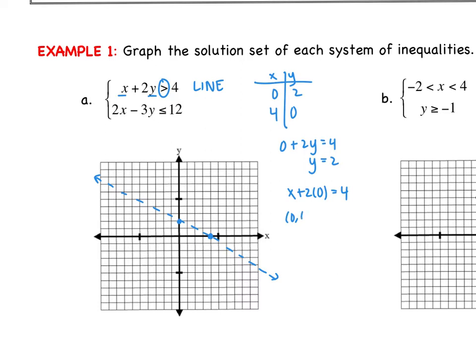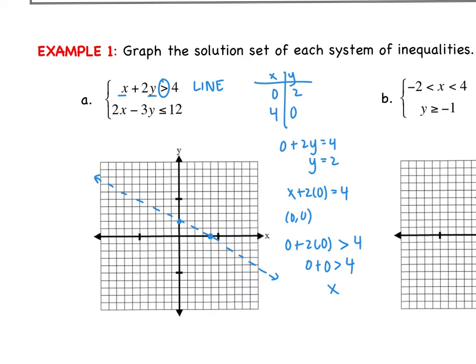If we plug in the point 0, 0, we get 0 plus 2 times 0 is greater than 4. So 0 plus 0 is greater than 4, which is not true. So we do not shade towards 0, 0. Now, we're going to do things slightly differently. When you have a system, you do not care about the individual shading of your two different inequalities. You care where they intersect.